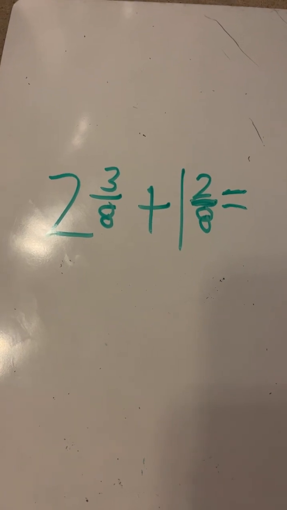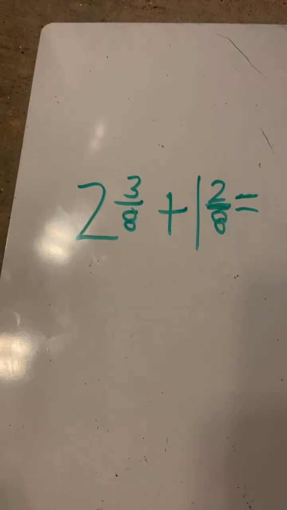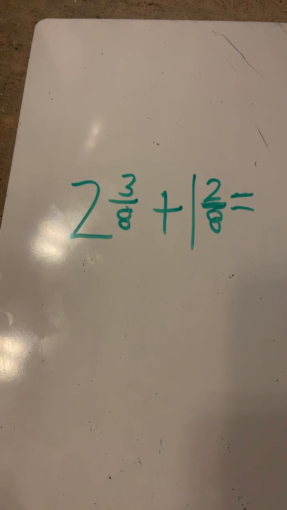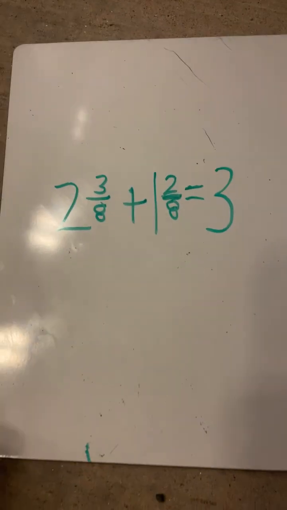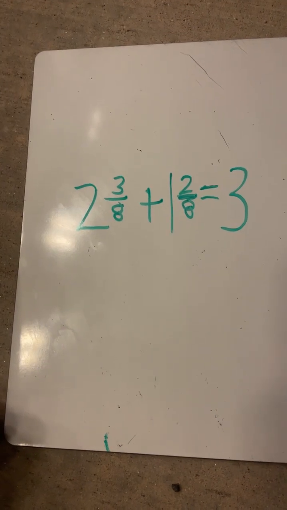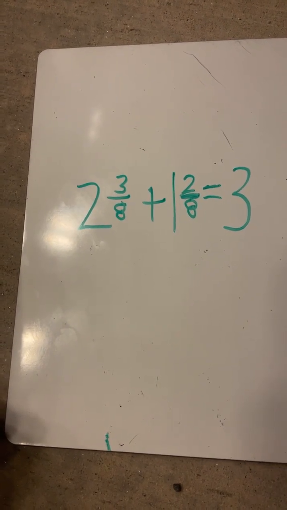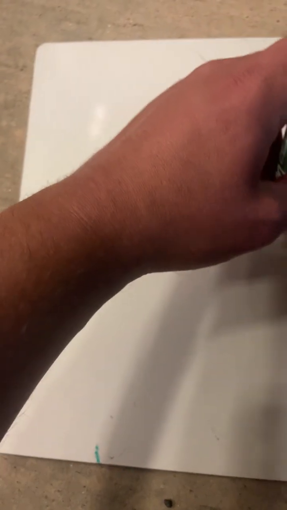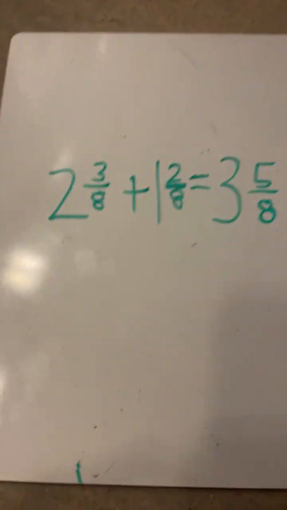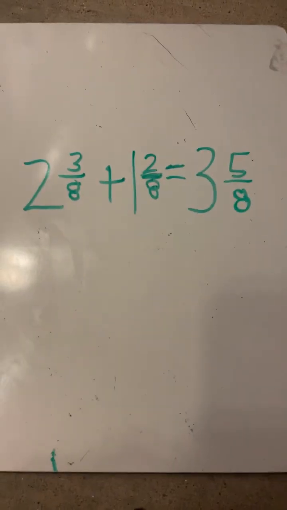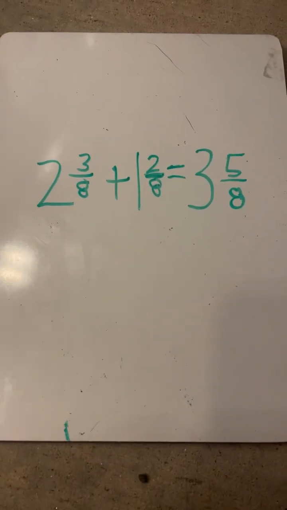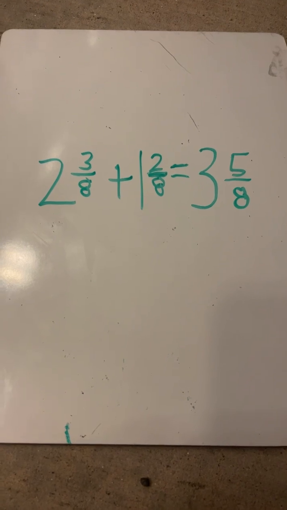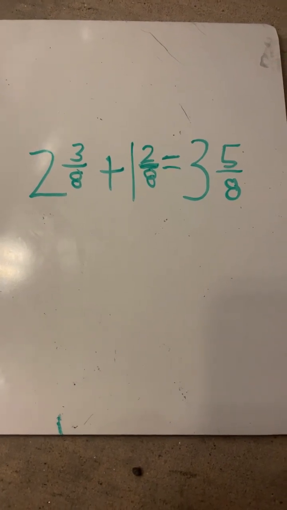All right. Step 1, we add our whole numbers. 2 plus 1 equals 3. Then 3/8 plus 2/8. 3 plus 2 is 5. Denominator stays the same. So we have our final answer. 2 3/8 plus 1 2/8 equals 3 5/8.